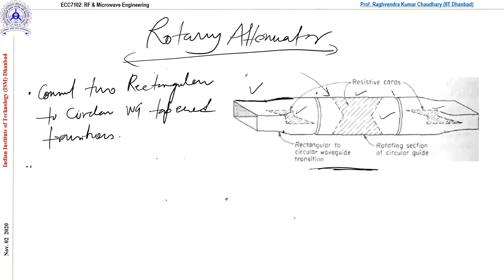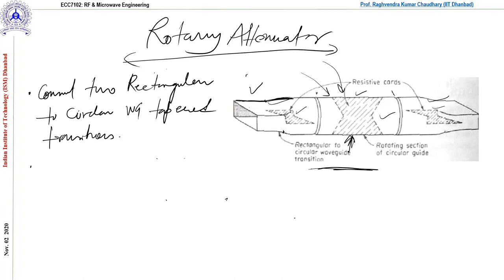And the second point is that there is an intermediate section of the circular waveguide which is free to rotate. This particular part is free to rotate, fine. As I told you, there is a card here. The resistive cards are placed in both the input side and output transition sections, and oriented parallel to the broad wall of the waveguide. And a similar resistive card is also placed at the center of the circular guide, fine.